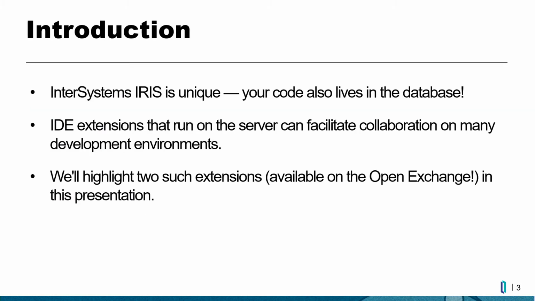So just by way of introduction, Iris is really unique in that your code also lives in the database, and you can work with your code like you would work with data. You can programmatically generate code, and this is really one of the key things, along with the combination object relational multi-model aspects of Iris, that make it so unique. The ability that you can work with your code as data.